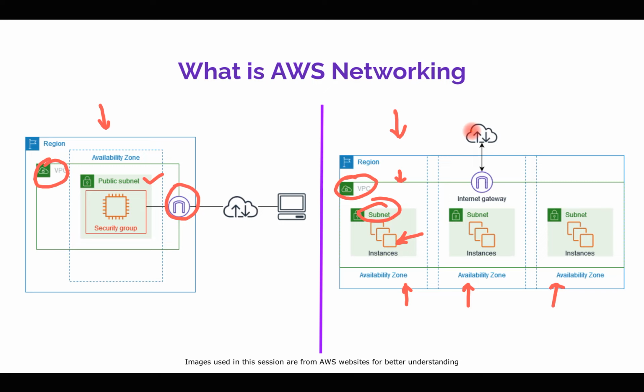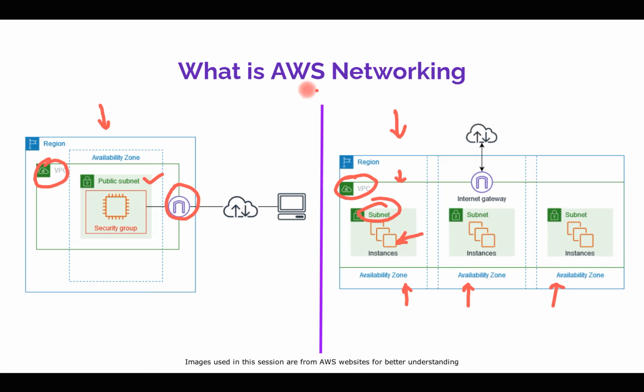So AWS offers different kinds of services, including Amazon VPC, region, availability zone, Amazon Route 53, load balancer, and gateways. We have different kinds of gateways, like the NAT gateway and the internet gateway, which is mentioned here, and along with this, we have the direct connect gateway as well. So we have different kinds of gateways.